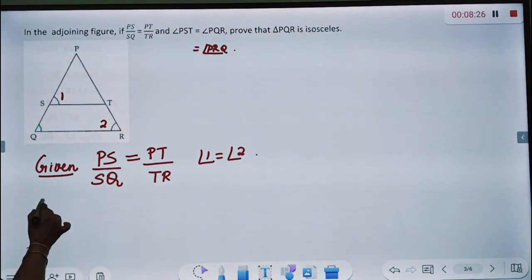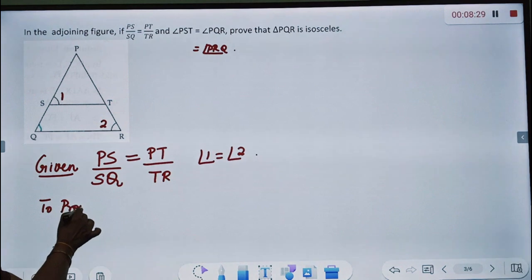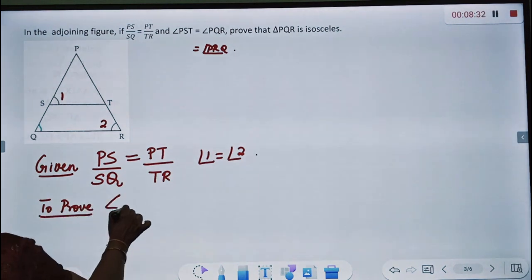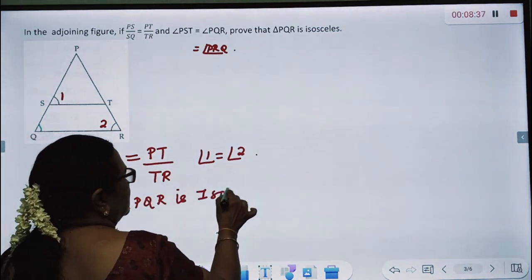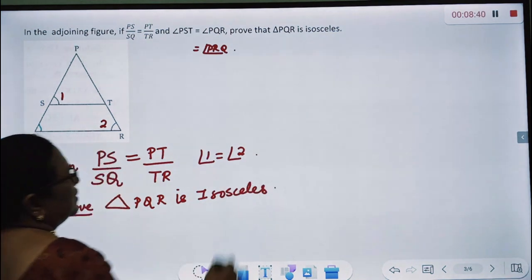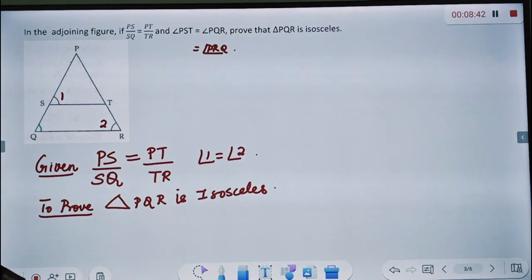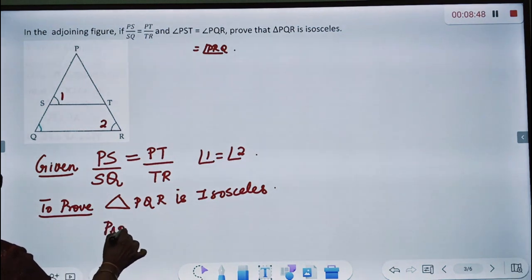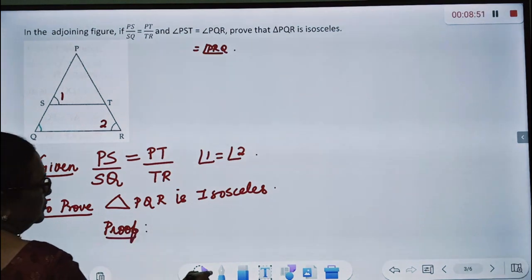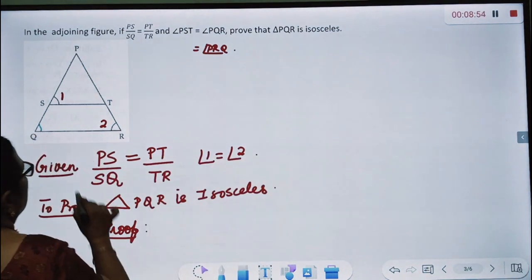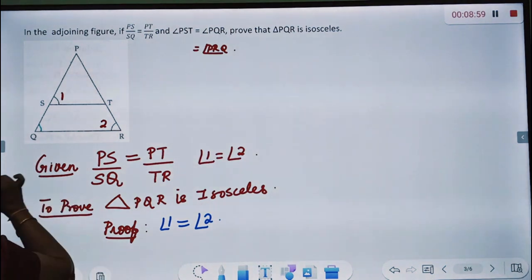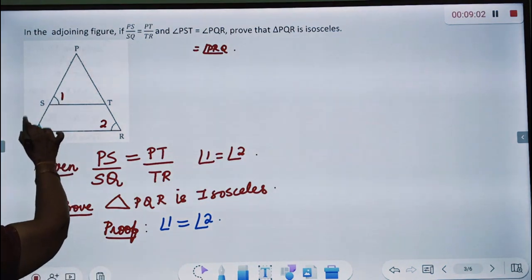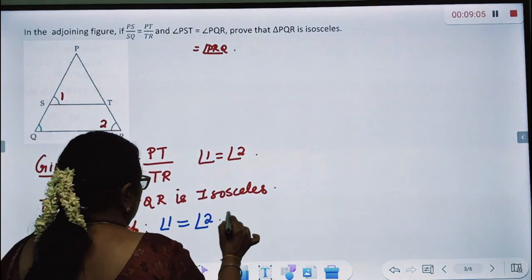You have to prove triangle PQR is isosceles. That means two sides are equal. A triangle is called isosceles if two sides are equal. Now, how do you prove this? Angle 1 is given to be equal to angle 2. But you are also given that PS by SQ equal to PT by TR. This is given.